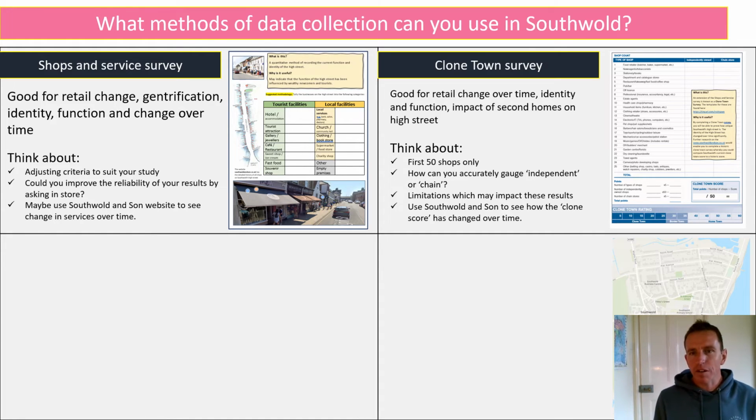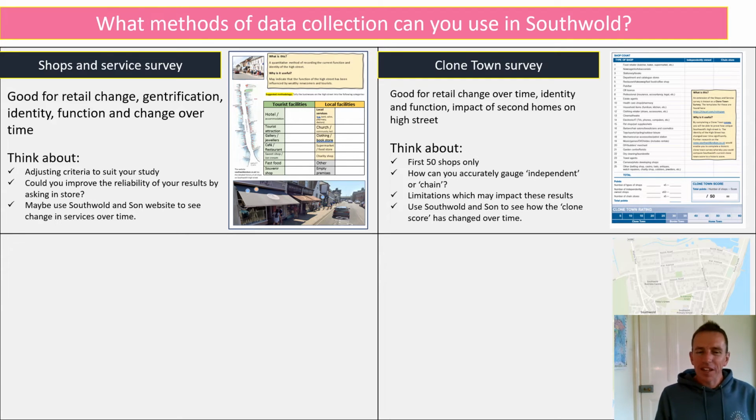So, for instance, we've got a very popular bakery on Southwold's High Street called Two Magpies, and the original Two Magpies was in Southwold, but in recent years, because it's done so well, Two Magpies has now got, I think, 5 different shops in other locations around East Anglia. Does that now make that a clone town? A clone chain store, or is it still an independent store?